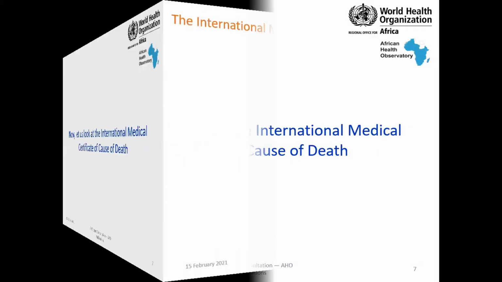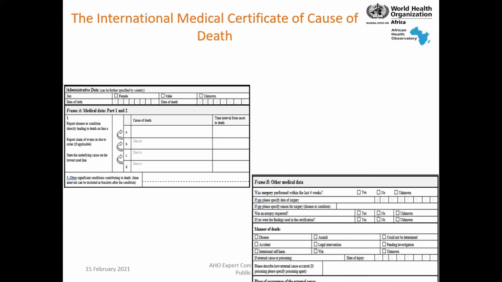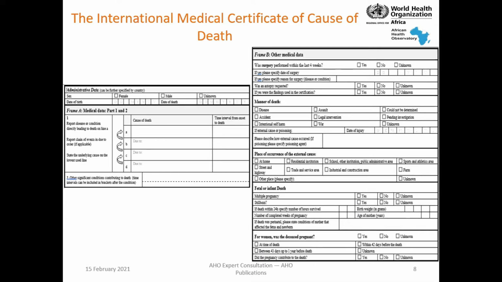Now, this is the medical certificate, the international medical certificate of cause of death. It has three parts. The first part is what we refer to as the demographic information. The second part is what we call the medical data, frame A. And then the third part is what we call the other medical data. Okay, so let's look at these parts in detail.